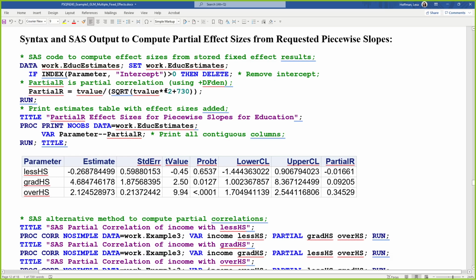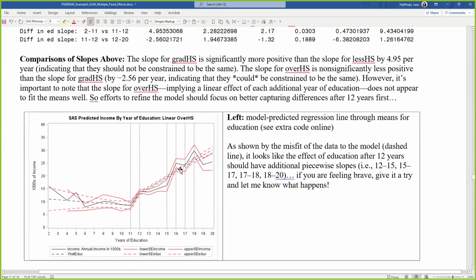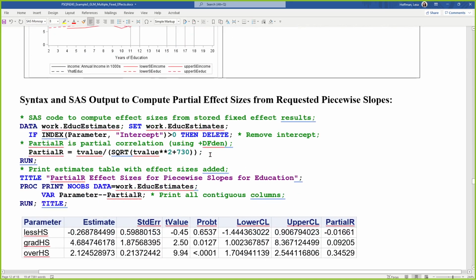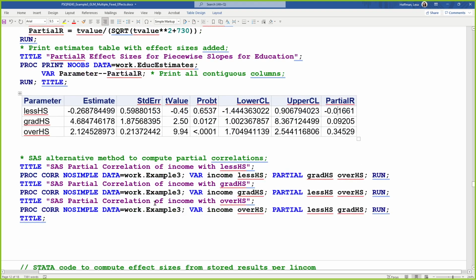So in SAS, I have saved this table to a SAS dataset and then added a new column that is partial R, which is a function of the t-value and the denominator degrees of freedom. And so then it's added to the result there. So these are correlations. They are effect sizes for the unique contribution of that slope to the model. Here is another way to do the same thing using proc corr, but you have to do it separately for each potential correlation.